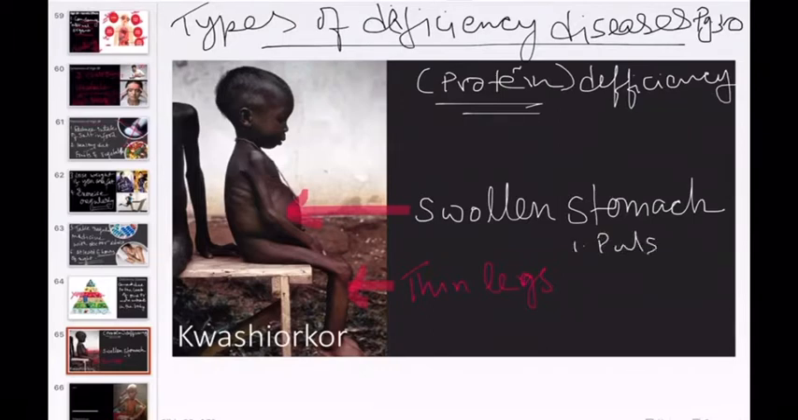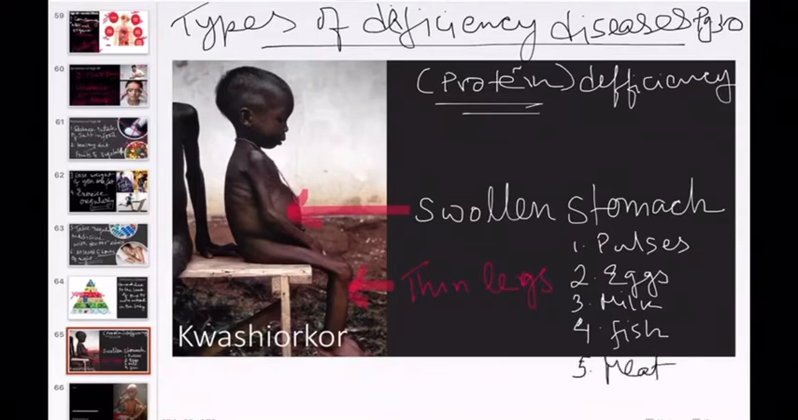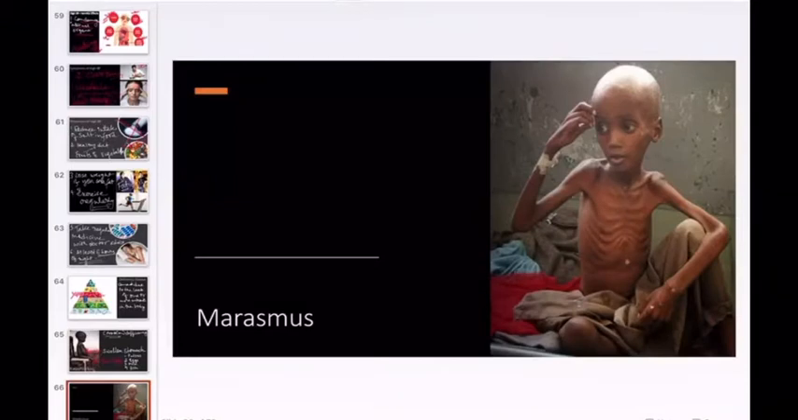You must eat more protein food like pulses, like eggs, every food that has got protein in it, milk, fish, meat. So every food that will give us protein, we must eat it.